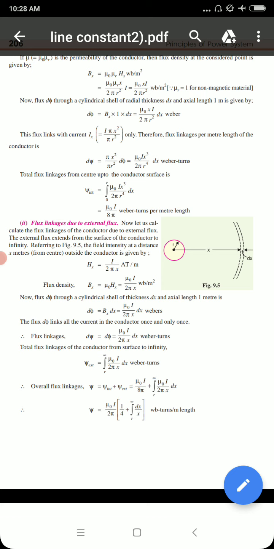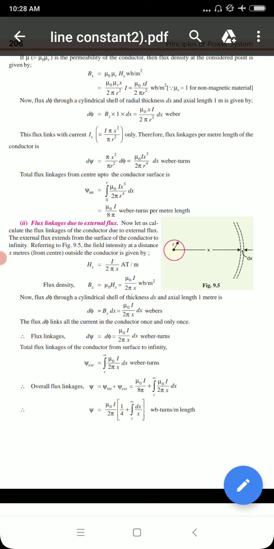The dφ links with the current in the conductor once and only once. So dψ is nothing but dφ, that is μ0 I by 2πx dx Weber turns. Now this is the small area, small flux. Now total flux is taken by integration. Where is the integration to be done? In the previous case, starting from the 0 point to r, that is internal flux. External flux starts from the outside surface of the conductor, that is r, till infinity. So the integration is done from r to infinity.